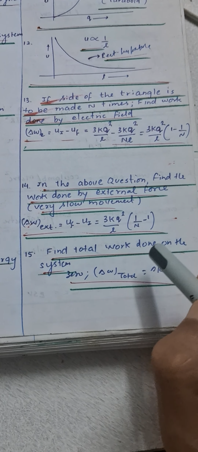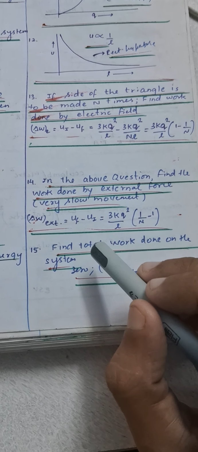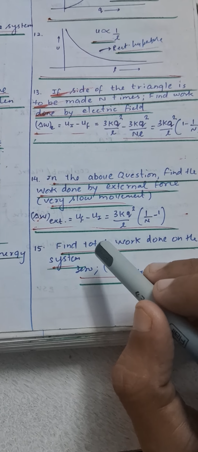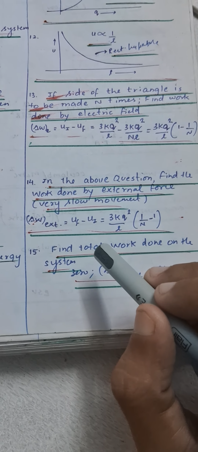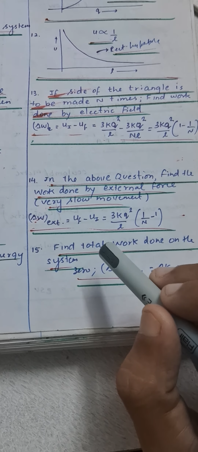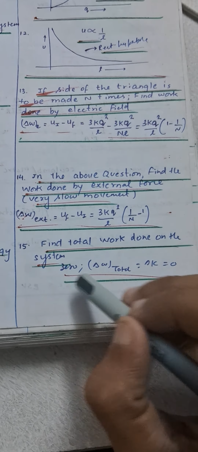Next is to find the total work done on the system. We have brought the system very slowly. That means the total work done is equal to the change in kinetic energy of the system. And since the system is brought very slowly, the velocity is 0. That means there will be no change in kinetic energy, and hence the work done over here will be 0.